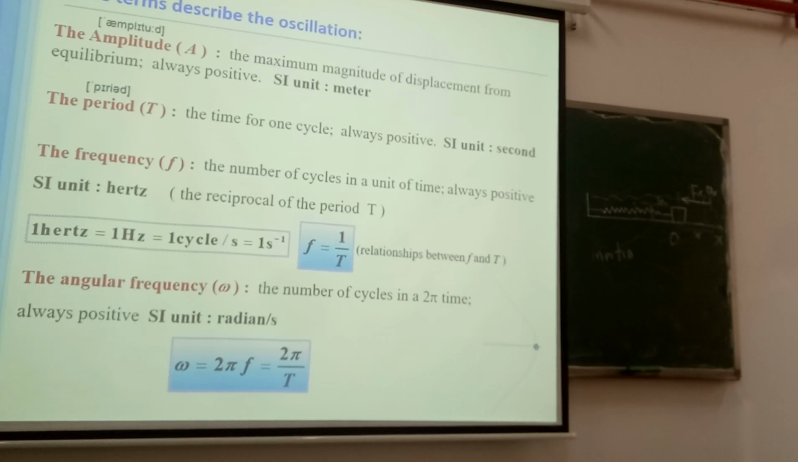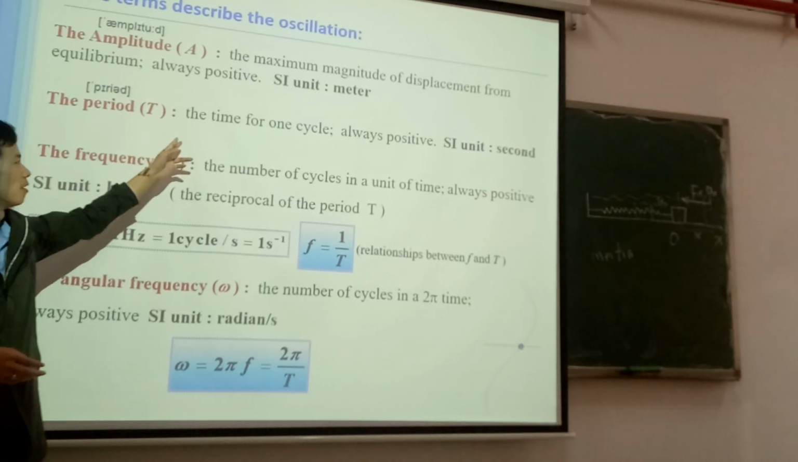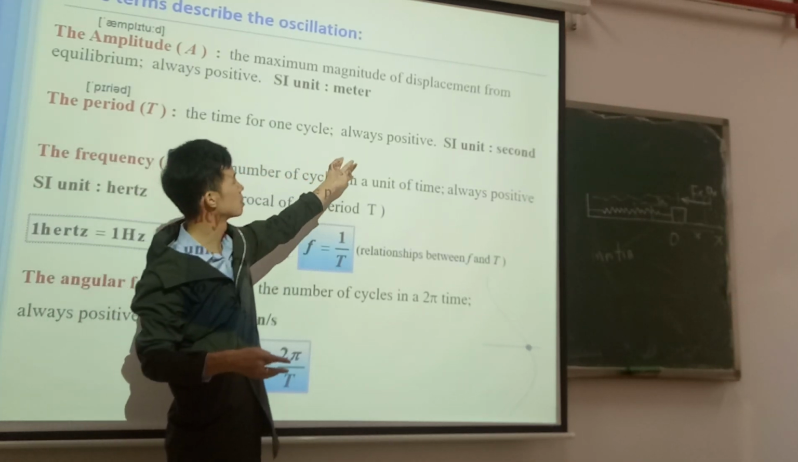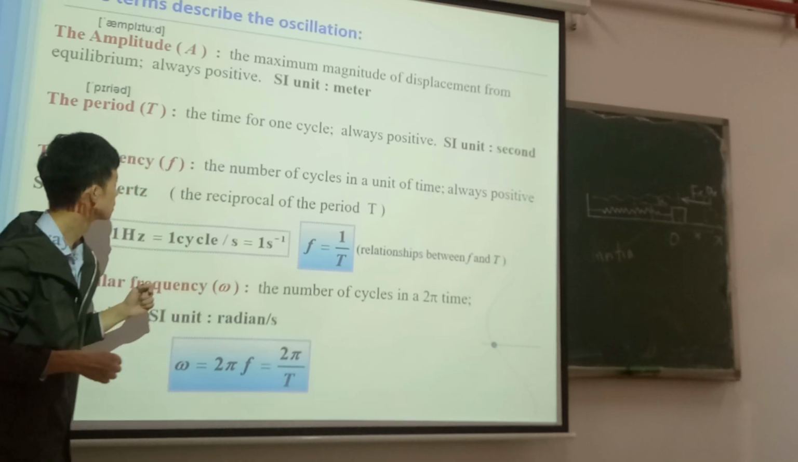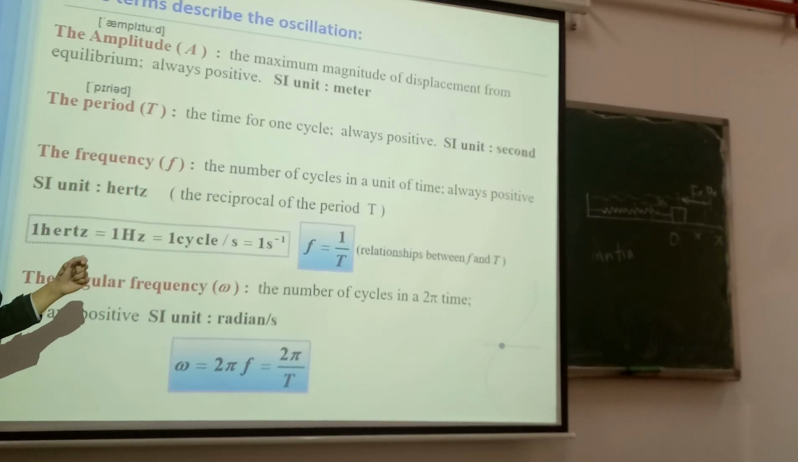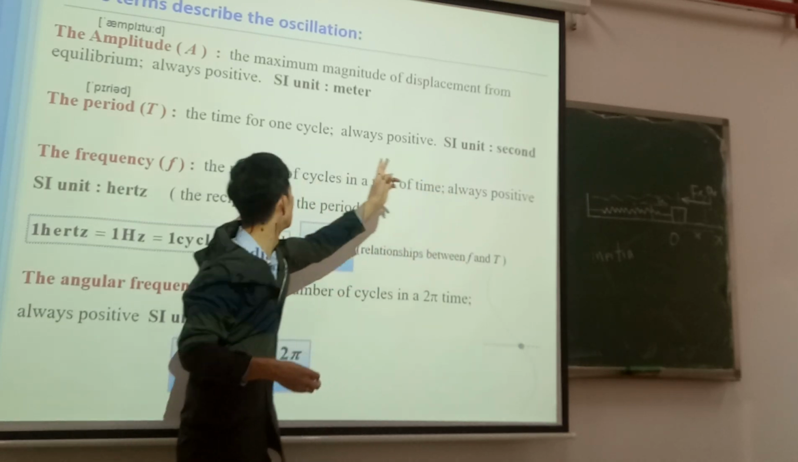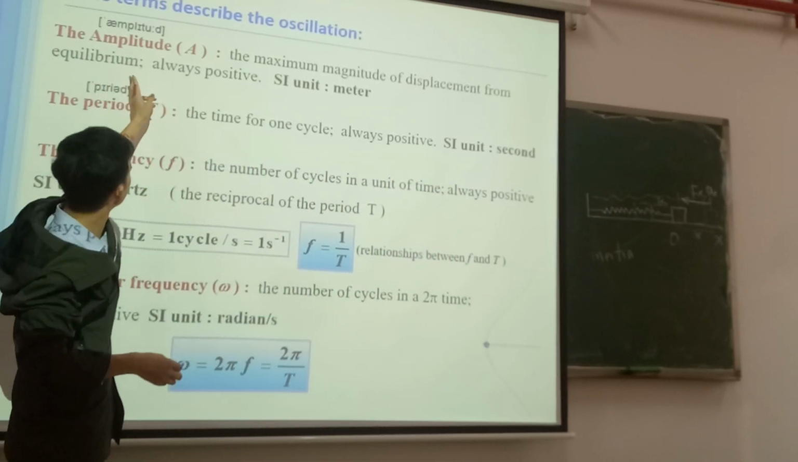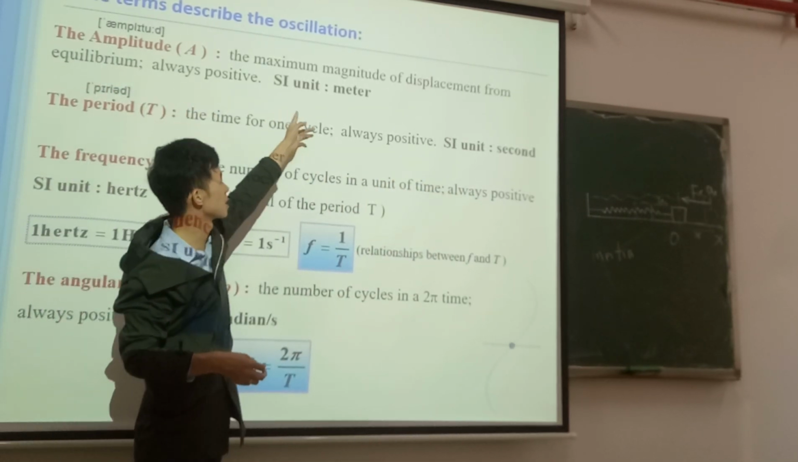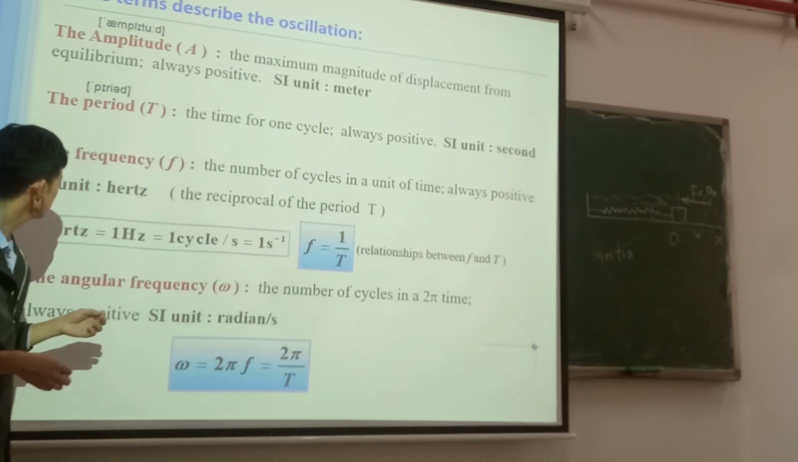And the second one is the period. The period is the time for one cycle, and it's always positive. And the unit is second. The unit for the amplitude is the meter.